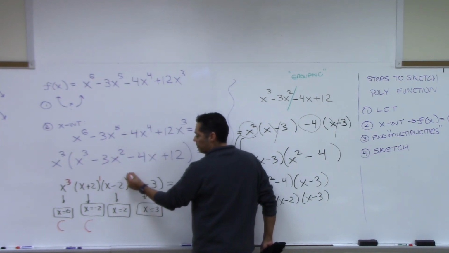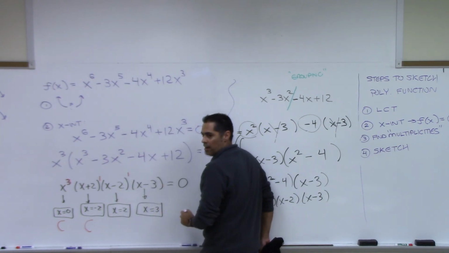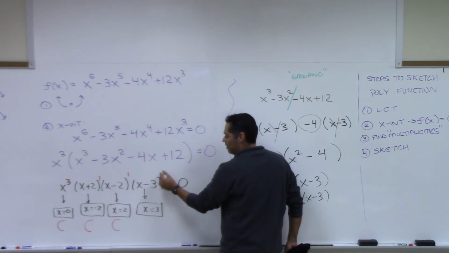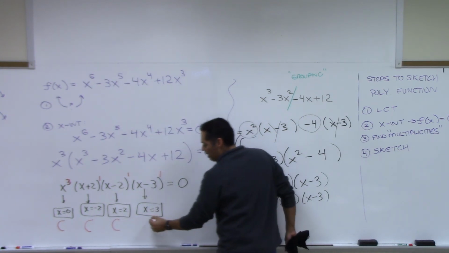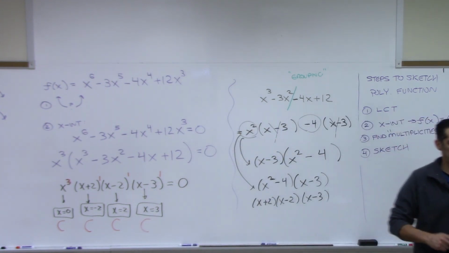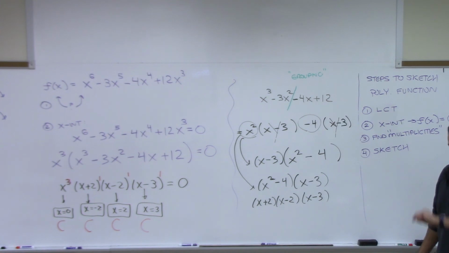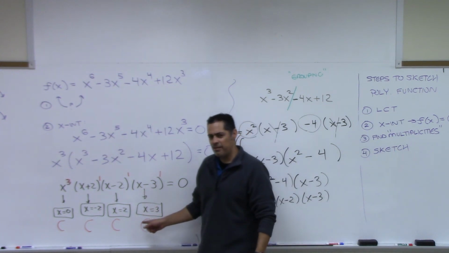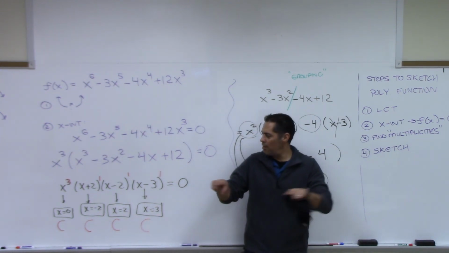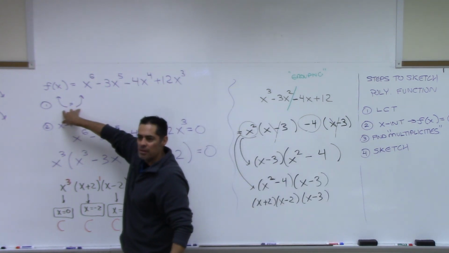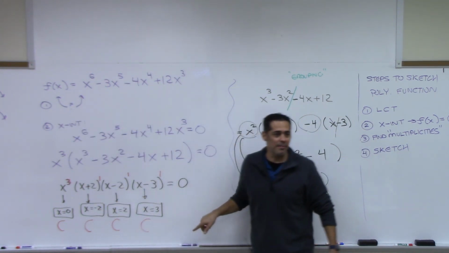Power on this factor? 1. 1 is odd. Odd means cross. Power on this factor? 1. 1 is odd. Odd means cross. Okay. We're out of time. Do you think you could draw that? You know all the x-intercepts. You know what the two ends do. And you know you cross at every x-intercept.